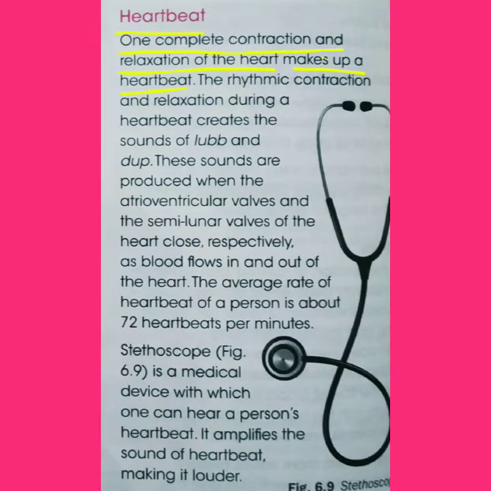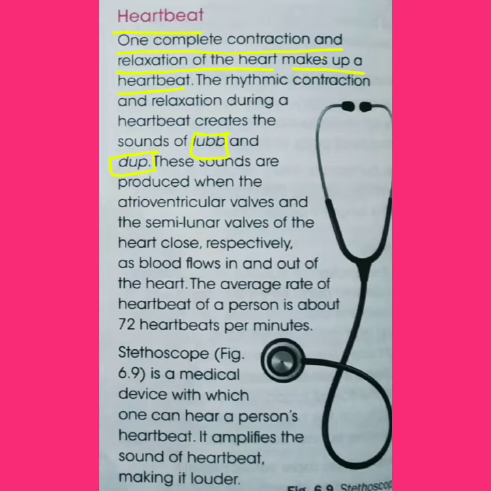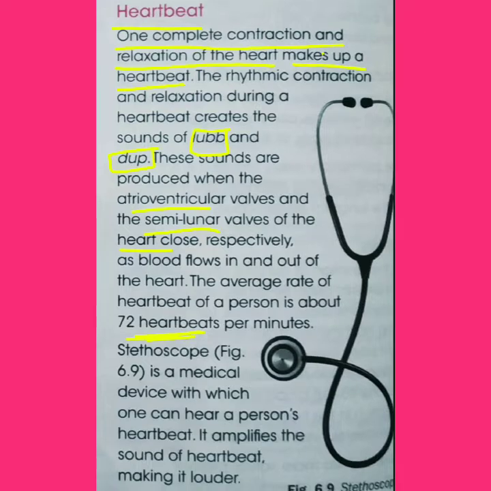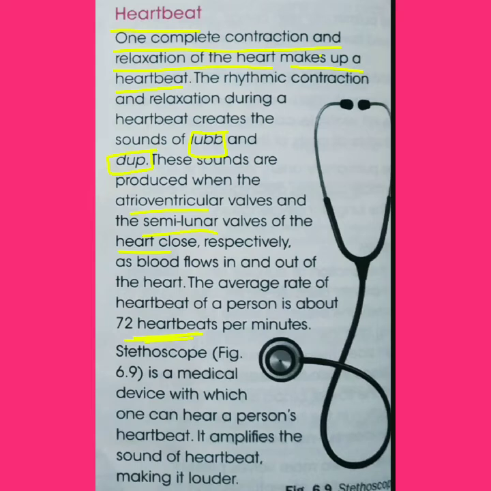Next is heartbeat. So one complete contraction and relaxation of the heart makes up a heartbeat. So this heartbeat creates sounds. They are lub and dub. So these sounds are produced when those valves, that is atrioventricular valve and semilunar valves of the heart, close respectively when the blood flows in and out of the heart. So the average rate of heartbeat of a person is about 72 times per minute. There is a medical device called stethoscope with which one can hear a person's heartbeats because it amplifies the sound of the heart.